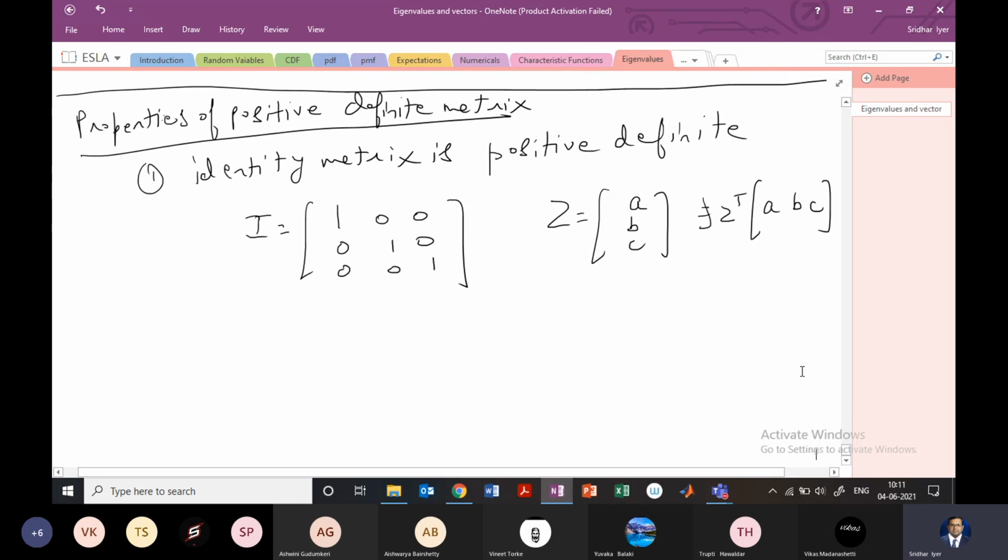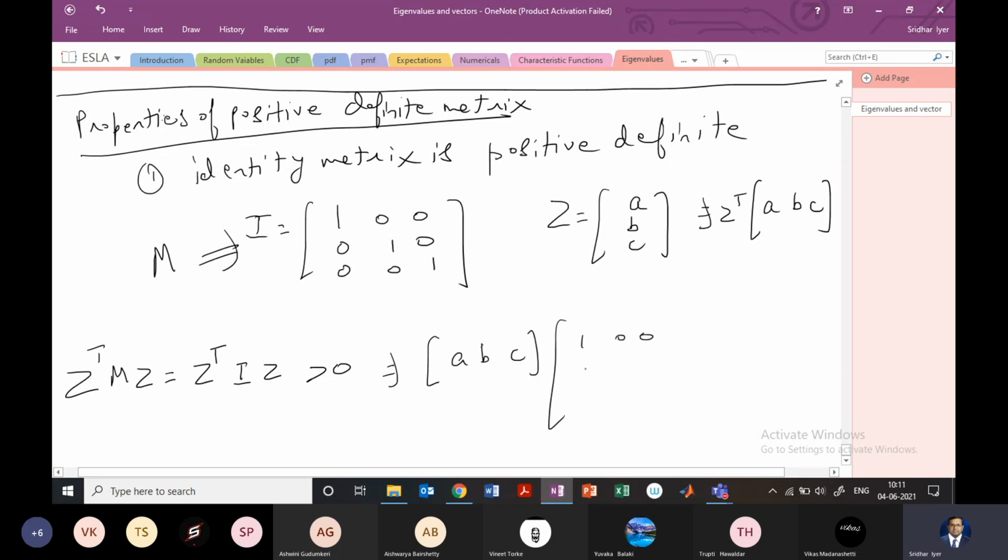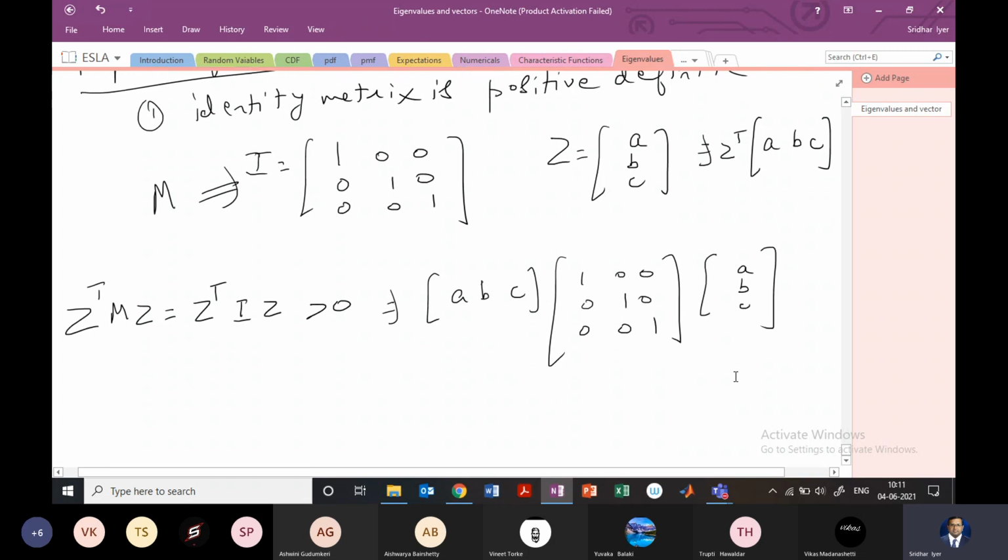So in this case, you must note here this identity matrix is the M. So we need to prove that Z transpose MZ, or in this case Z transpose IZ, should be greater than 0. So I'll have Z transpose, which is A, B, and C, then we have the matrix 1 0 0, 0 1 0, 0 0 1, into Z, which is A, B, and C. So if this turns out to be greater than 0, then we can say that the identity matrix is positive definite.